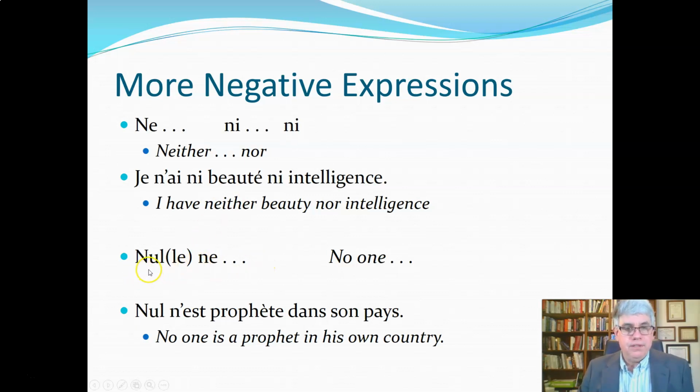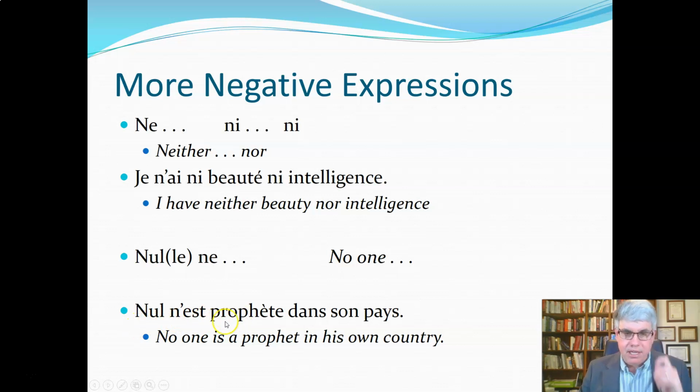Nul, ne. So nul as masculine would be nul, and as feminine would be nulle. That means no one. And this has a proverb sounding to it. It's kind of old French, but people use it when they want to sound like they're a prophet. And one of the common sayings in French is nul n'est prophète dans son pays. No one is a prophet in his own country. That's a Bible verse. Jesus talking about being rejected in Galilee, where he was from. So nul, no one is a prophet.